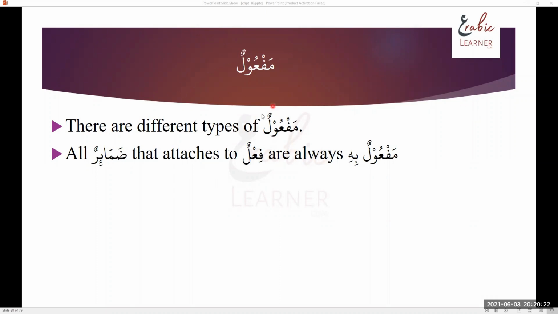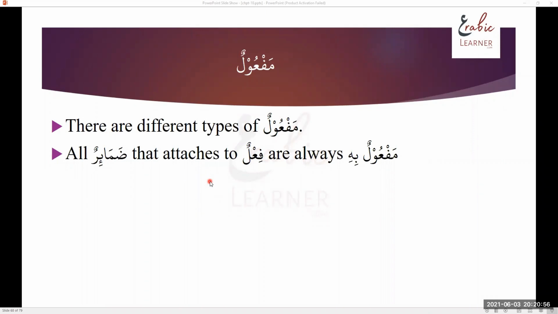I told you there are different types of Mafool. Mafool Bihi is not just attached pronouns attaching to Faai'l. Not even that. Mafool Bihi are more than that. But Damir Muttasil, when it attaches to Faai'l, falls into Mafool Bihi. Also, there are other Mafool Bihi. It doesn't mean that only these are Mafool Bihi. So that is Mafool Bihi. Okay, know this.